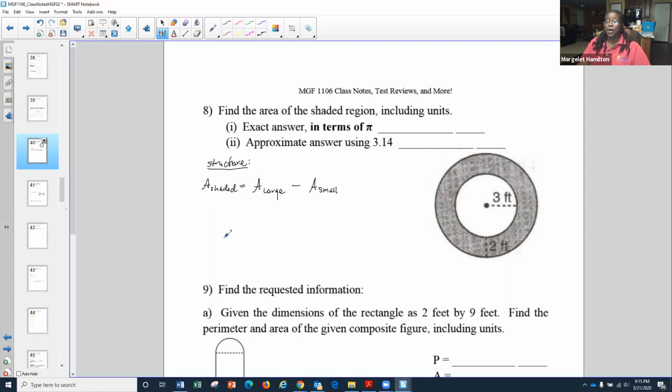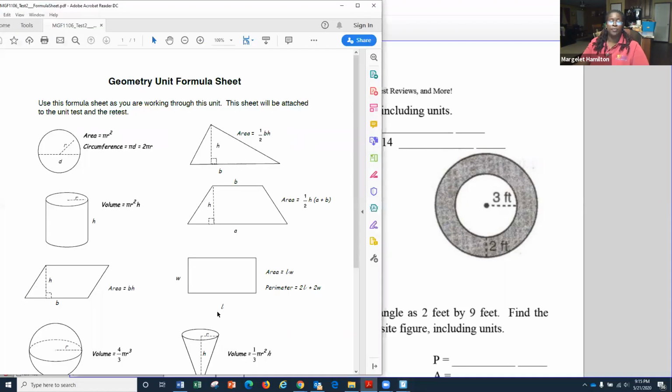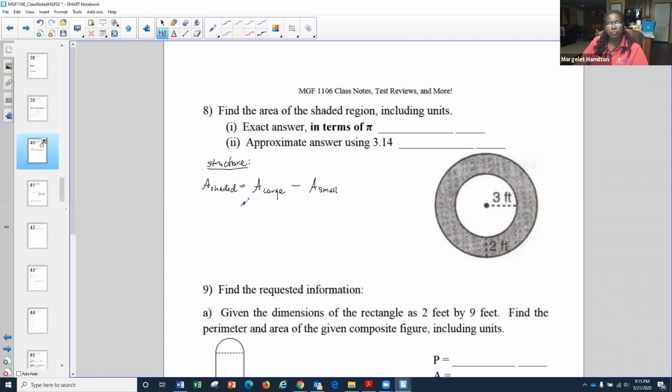Now, we need to go and get the formulas for the area of the circle. Here we are with our formula sheet. Here's our circle. Here's the area formula, pi r squared. Now remember, the radius is from the center out to the edge of the circle. So we need pi r squared for our large circle minus pi r squared for our smaller circle.